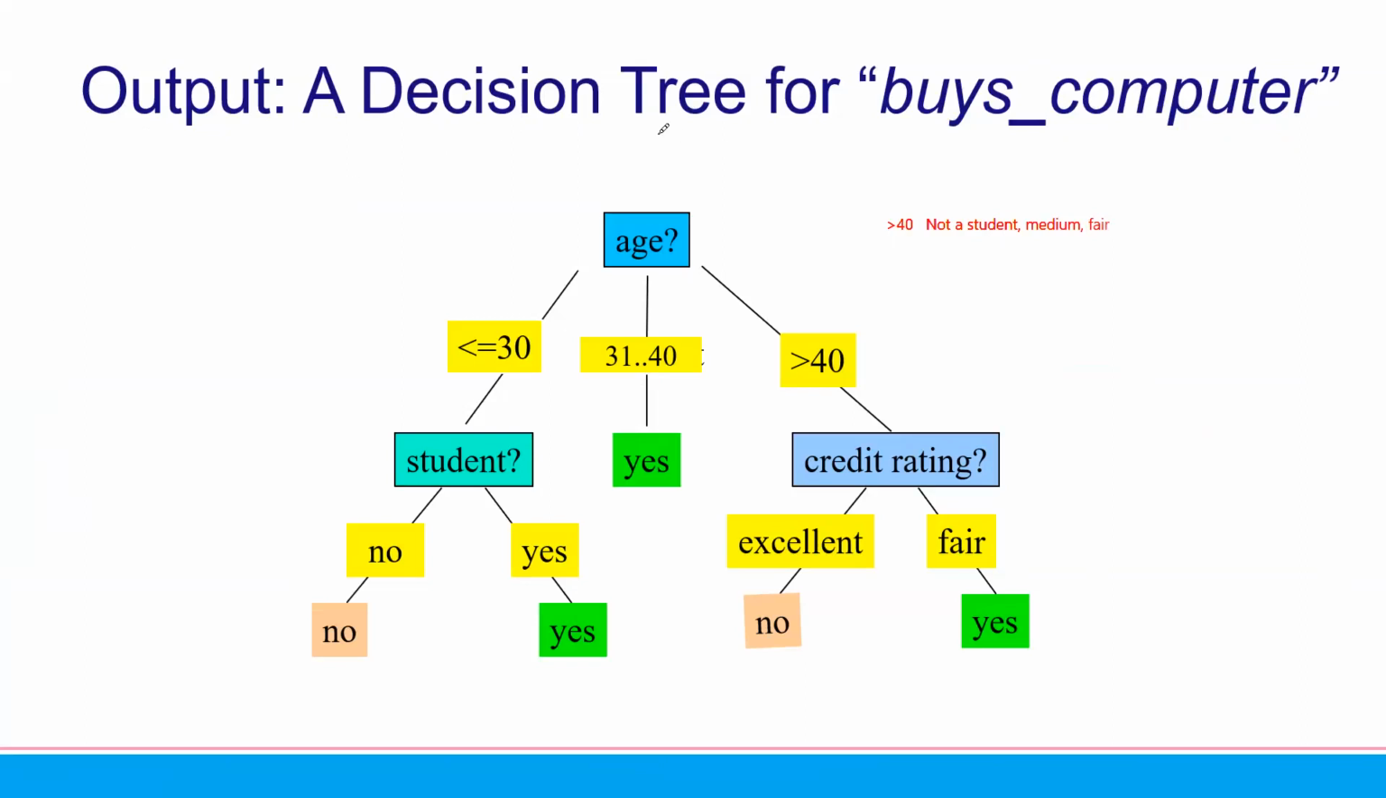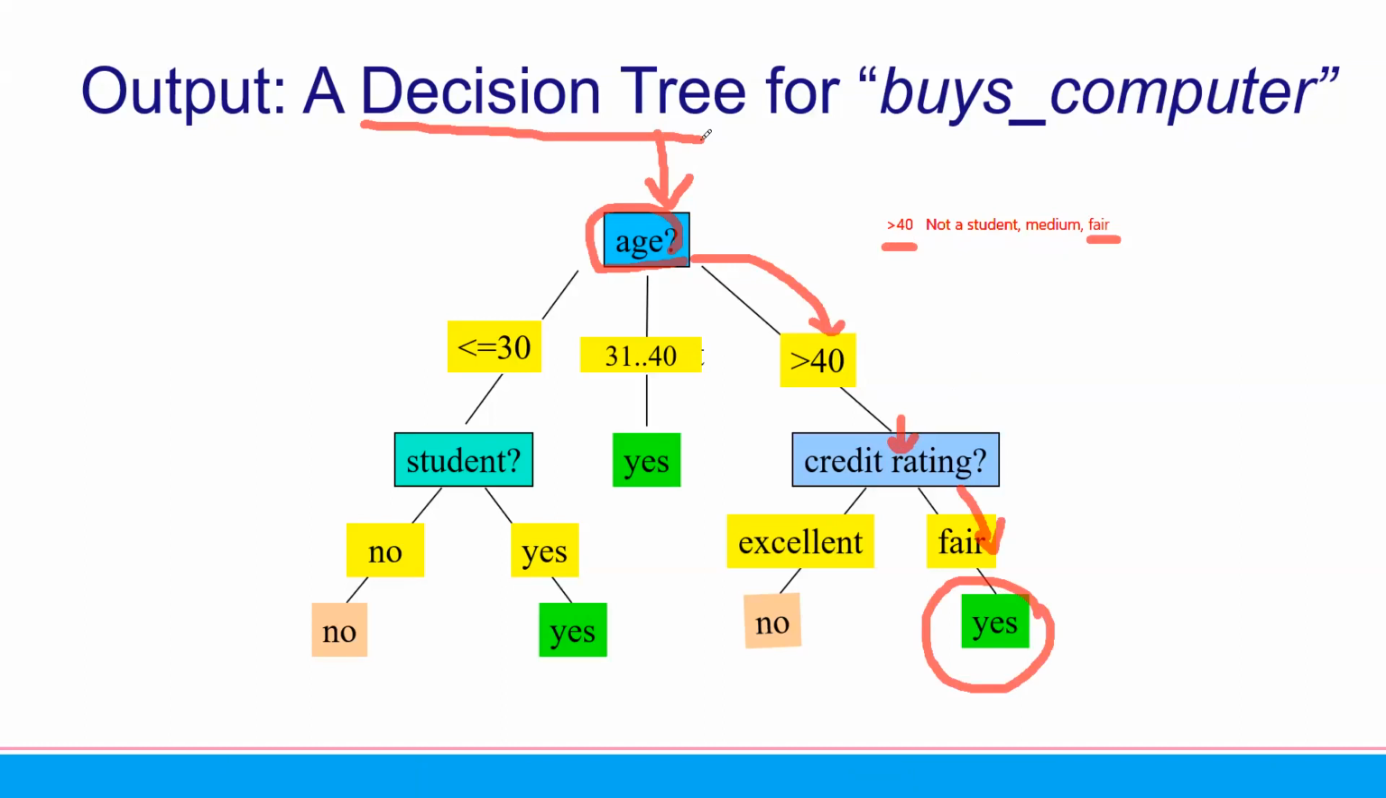We can check based on this decision tree. So first, I know the age. What is the age? More than 40. Then I can go to here. After we go here, there will be a question, credit rating. What is the credit rating? It is fair. Because the credit rating is fair, I know that he or she will buy a computer. Because this is the decision tree.